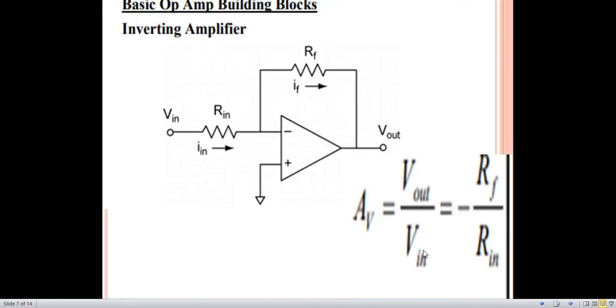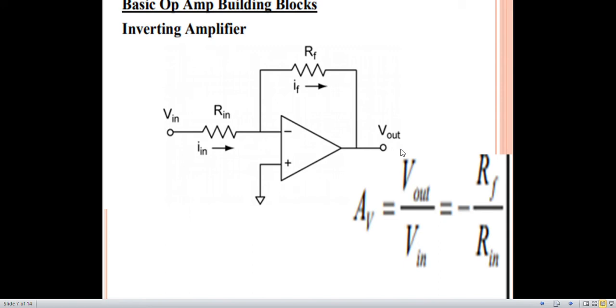Now we'll discuss these two type of amplifiers, that means inverting amplifier and non-inverting amplifier. This is the basic circuit of inverting operational amplifier. Here we have a feedback resistance RF and this is the input resistance RIN. Since we are giving input on an inverting terminal, our input is denoted by VIN and we get an output which is shown by V out.